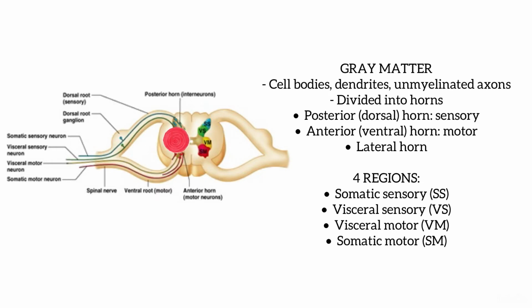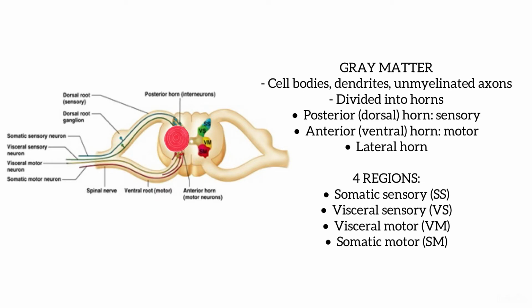And lastly, you have your lateral horn. So this is mainly for autonomic nervous system function or integration. Aside from that, you also have your four regions, your somatic sensory, visceral motor, and somatic motor. So these are just a collection of neurons and cell bodies found within these areas.